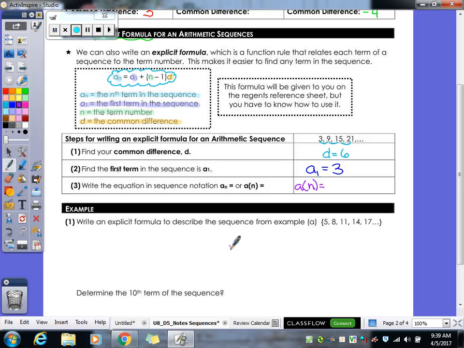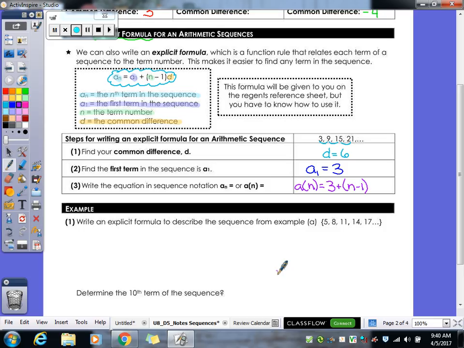Let's use our function notation this time. So we'll use a of n equals. I'm following my formula up here. It tells me my first term needs to go first, so 3 and then plus. We don't know our n yet, so that's going to stay as n minus 1 inside those parentheses.